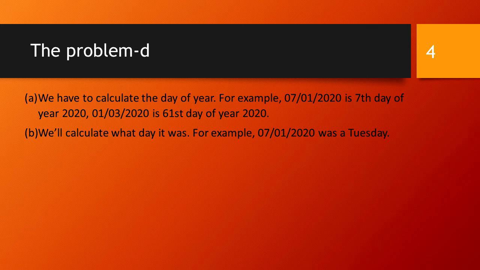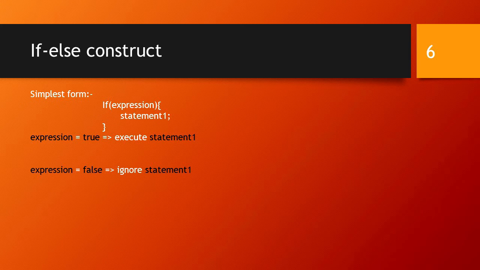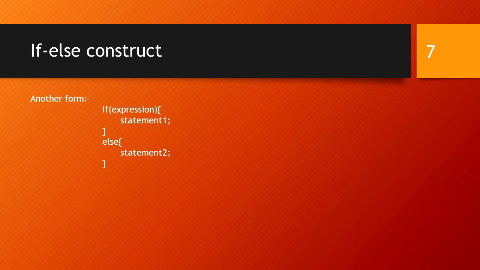But before solving the problem, we need to know the if statement, switch statement, and for loop. Therefore, I'll describe them briefly with some examples. The simplest form of if structure is this. When the compiler reaches the if statement, it first evaluates the truth value of the expression. If it is found to be true, then statement 1 is executed. If false, the compiler goes to the next command line ignoring statement 1.